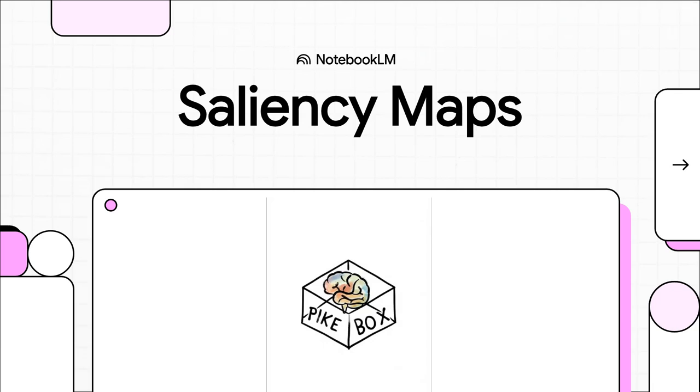All right, today we're going to talk about a really cool tool in the world of AI called Saliency Maps. And we're going to ask a pretty fundamental question. Can these maps really show us what an AI is thinking?